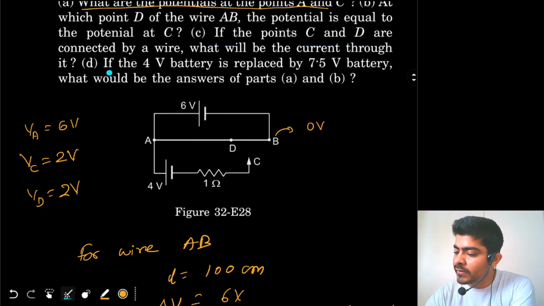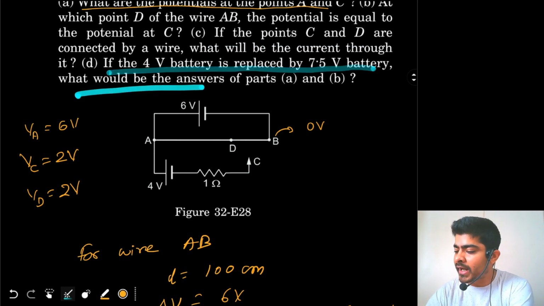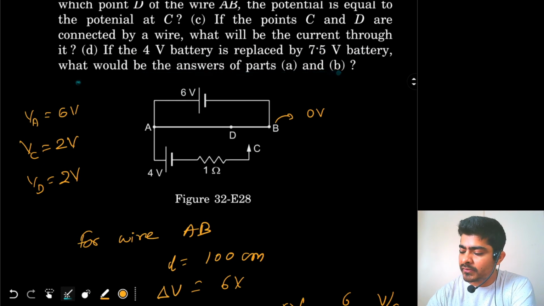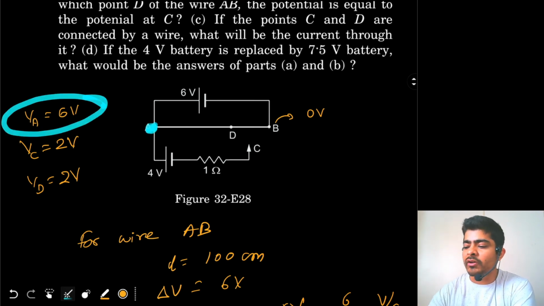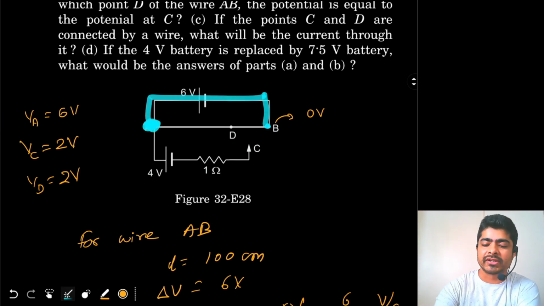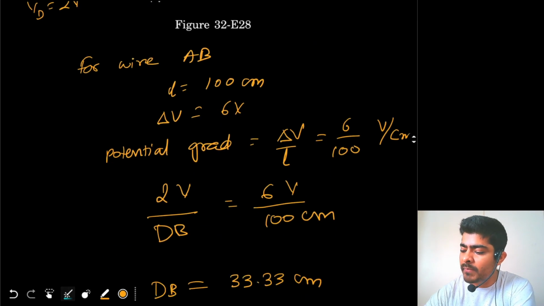Okay, if the 4 volt battery is replaced by 7.5 volt battery, what would be the answers of part A and B is just repeated. Okay, so let's solve this. So VA is still 6 volts. Okay, so VA will not change because VA depends on this battery. VA will not change. Okay, but this is 6 volt and now we have a battery.